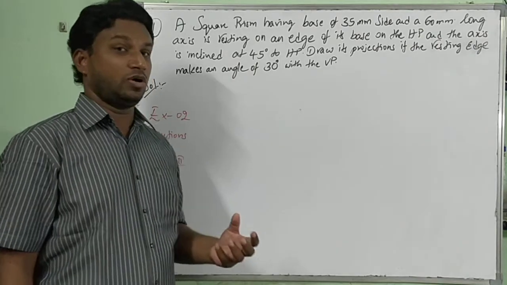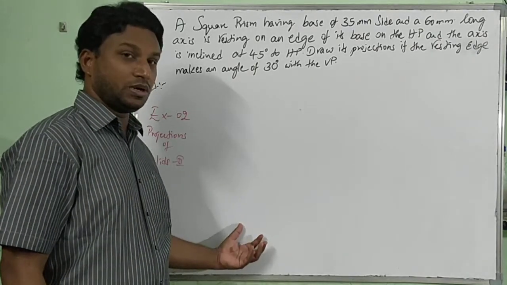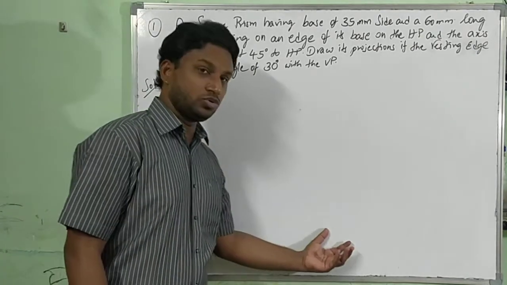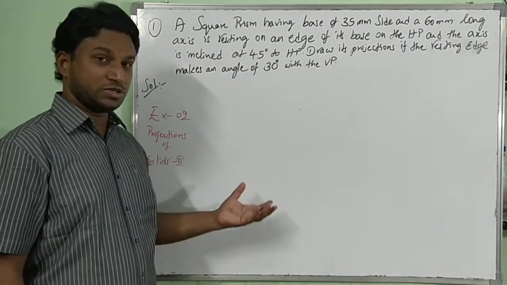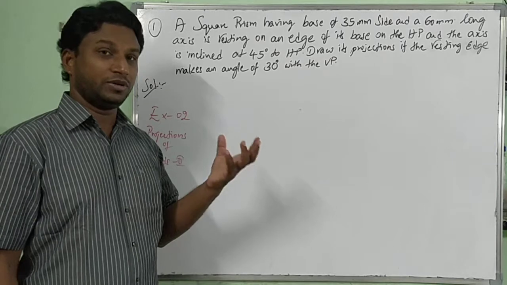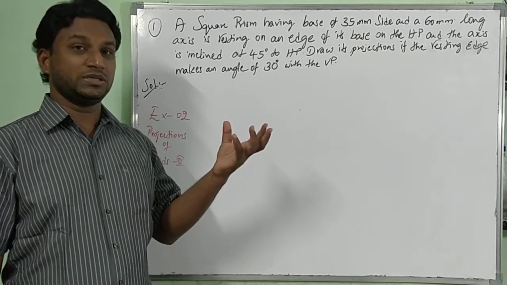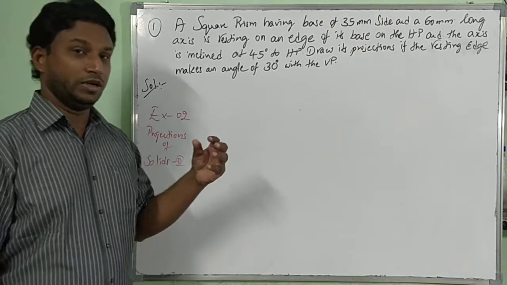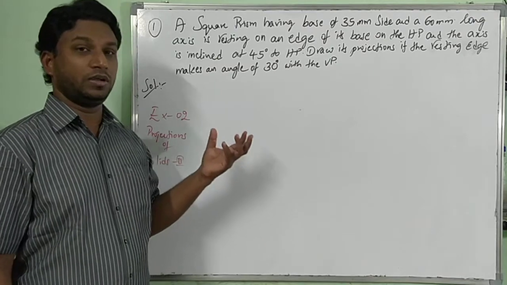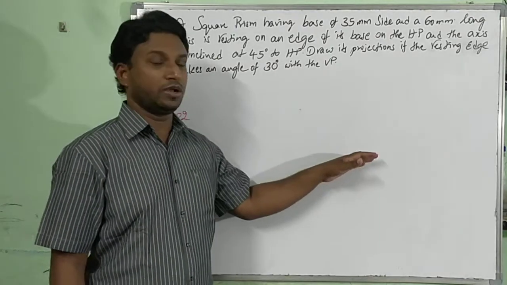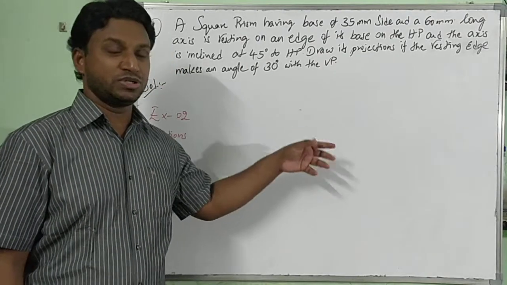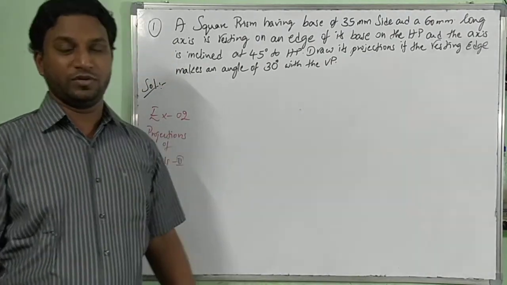Previously we have solved problems with two positions, where in the first position we have taken our object into such a position that its true shape is drawn in the top view or front view, and then from that we have taken it to the original position as per the question, and finally drawn the front view and top view.